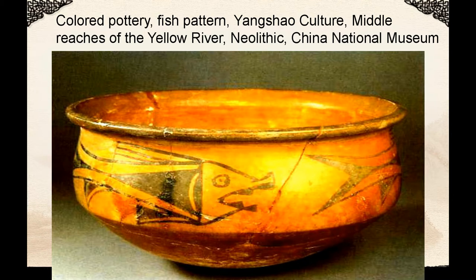Here is the colored pottery with fish pattern of Yangshao culture in the Neolithic age, in the middle reaches of the Yellow River, on show in the China National Museum. The colored pottery with painted animals, mainly fish, deer, and frogs, indicates that during the Neolithic period, the Chinese had already started to use brushes to paint.